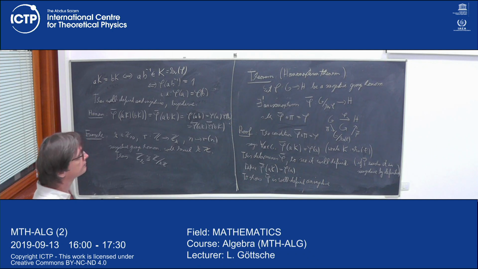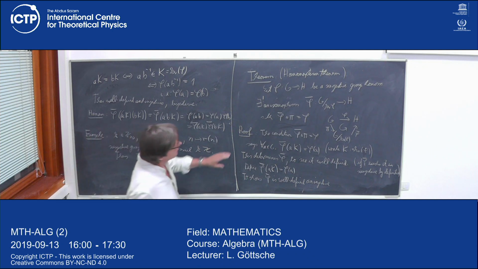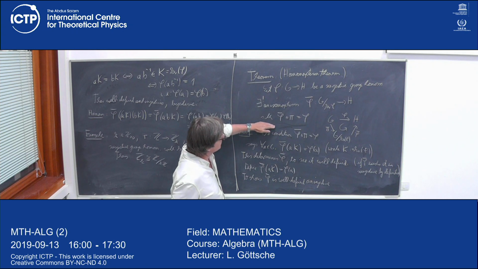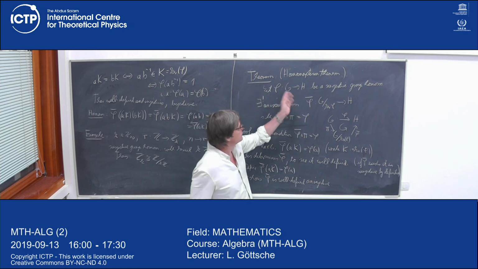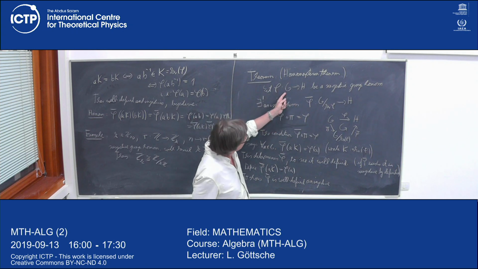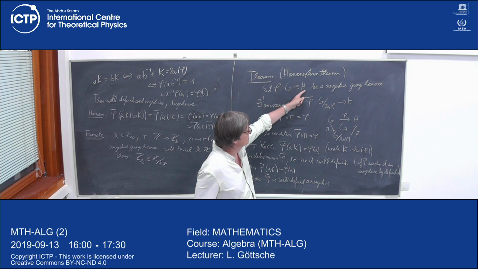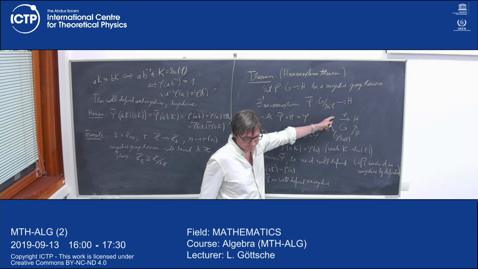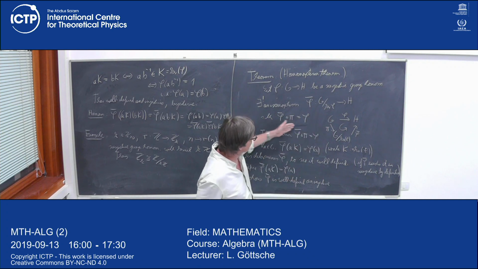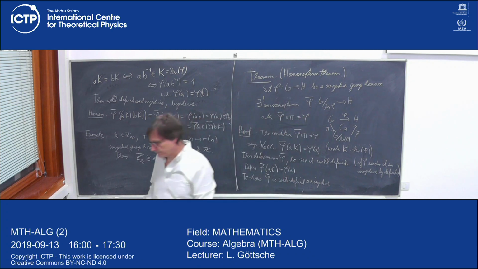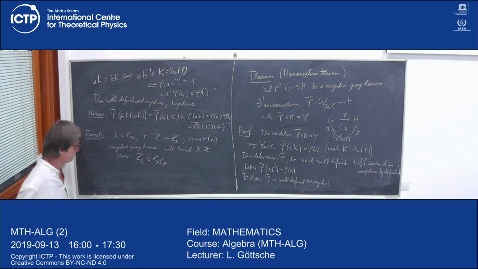In particular, sometimes we don't need precisely this map, so we can also have just the statement: if G to H is a surjective group homomorphism, then H is isomorphic to G modulo the kernel. It is isomorphic via the specific map, but we maybe sometimes don't need that.